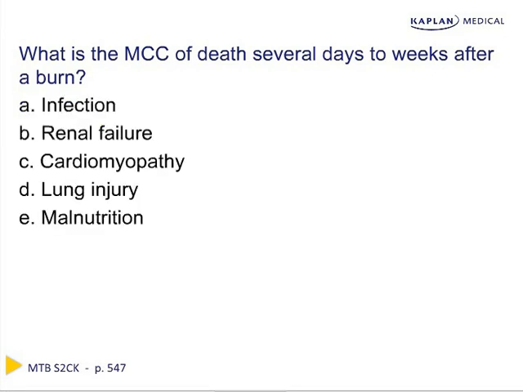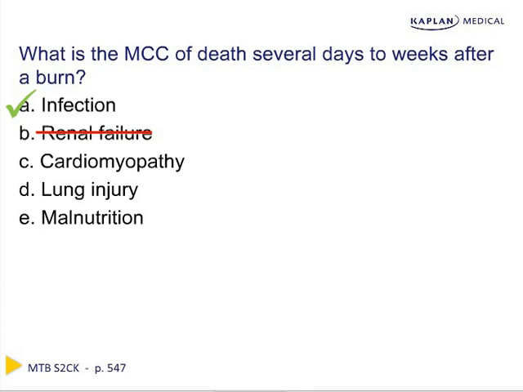Is it A, infection, B, renal failure, C, cardiomyopathy, D, lung injury, or E, malnutrition? The correct answer is A, infection. Because of a loss of skin, there is massive loss of body fluids and albumin. Fluid loss, if fatal, will occur immediately. After several days, the loss of the protective barrier of the skin leads to infection with staphylococcus.